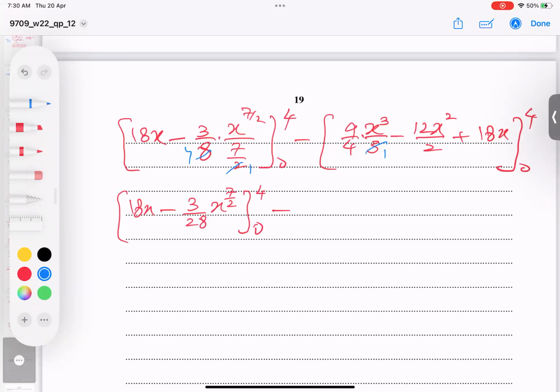This 3 ones are 3, 3 threes are 9. I get 3 by 4, 3 by 4, and x to the power 3, 6x to the power 2 plus 18x, and the limit is 0 to 4.